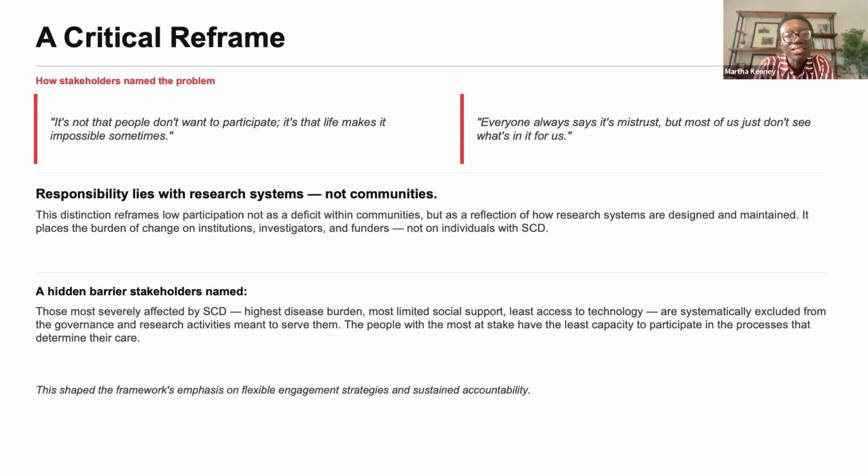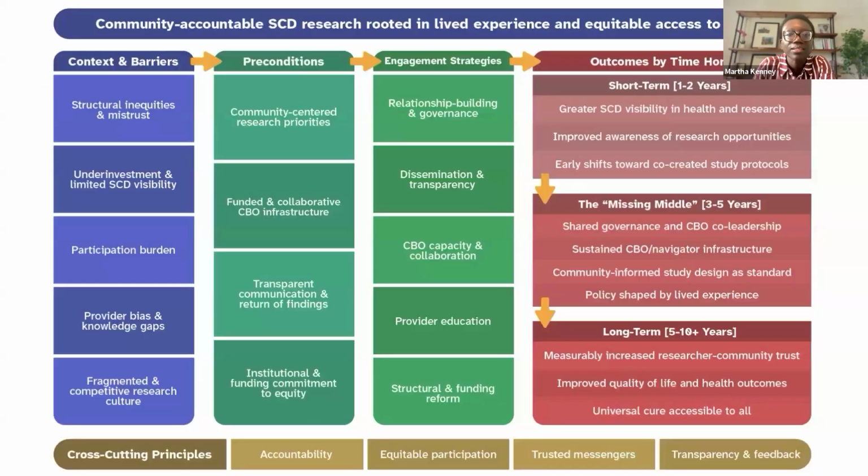And so this barrier is important because it leaves us to really think about how we can equip community-based organizations to be the voice and to connect to the people that are often excluded from the process.